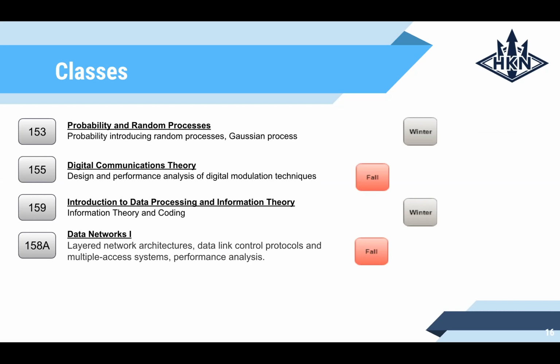In 155 and 159, you implement a lot of the probability and random processes that you learn in 109 and 153. And these classes cover modulation and coding schemes, which I mentioned a little earlier. And 158A relies more on 109, and it briefly covers queuing theory, different network layers, and routing algorithms to traverse a network.